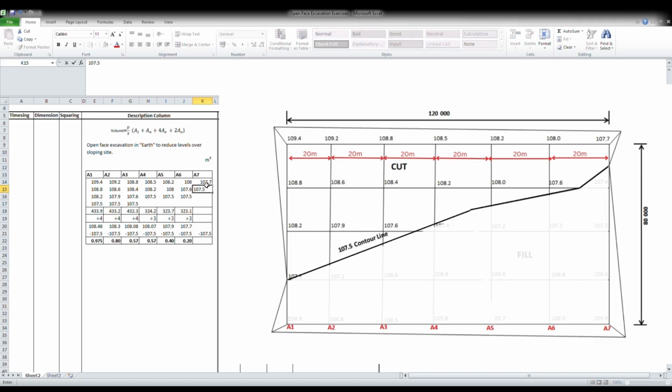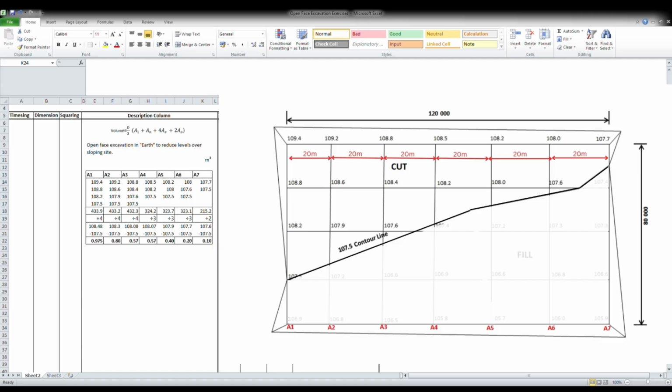Now moving on to A7, we have 107.7, 107.5, and it's just those 2 levels. We're going to divide it by 2, and then we get a total of 107.6, and then we subtract 107.5, and that gives us 0.10 as the depth for A7.